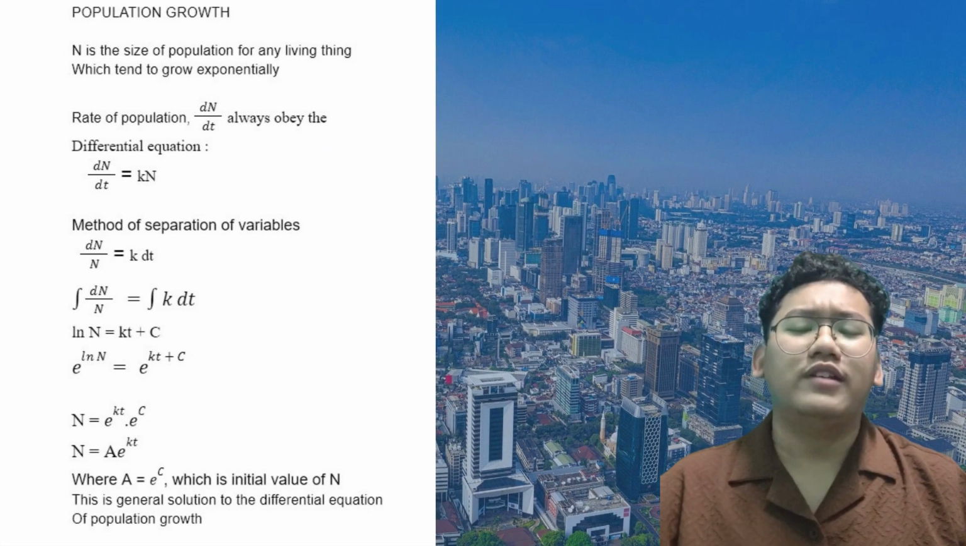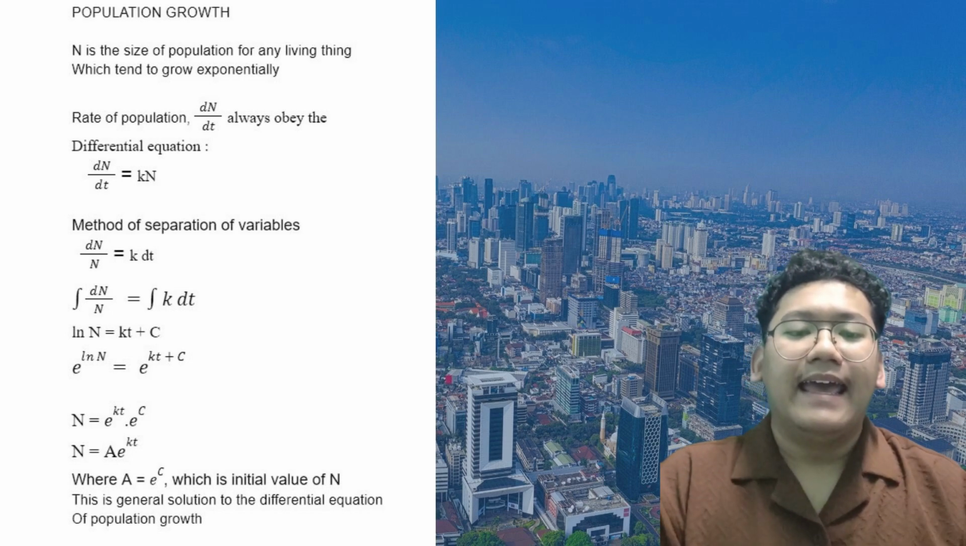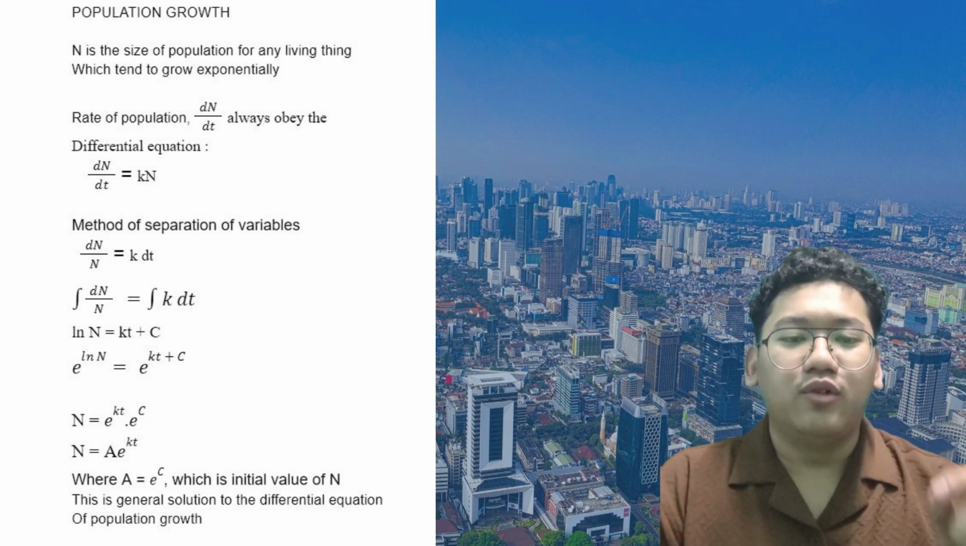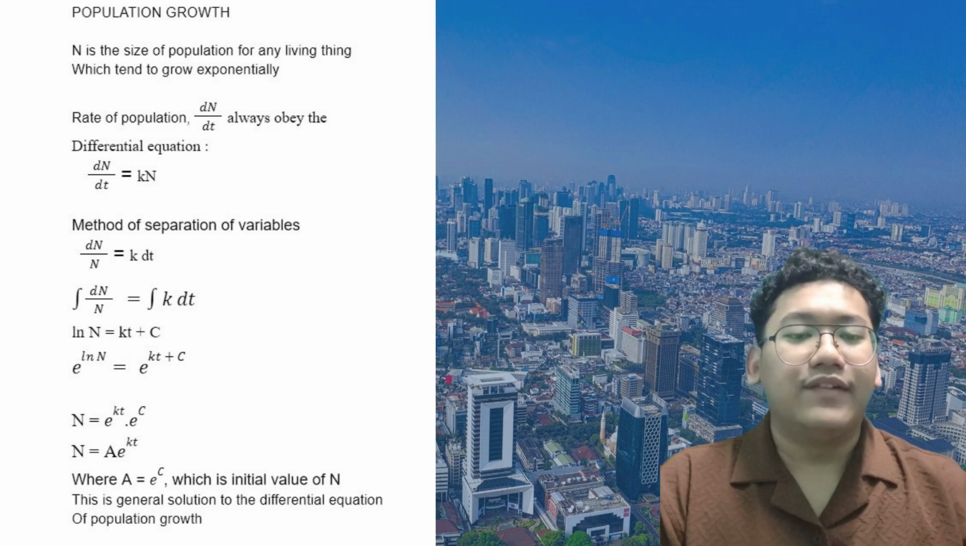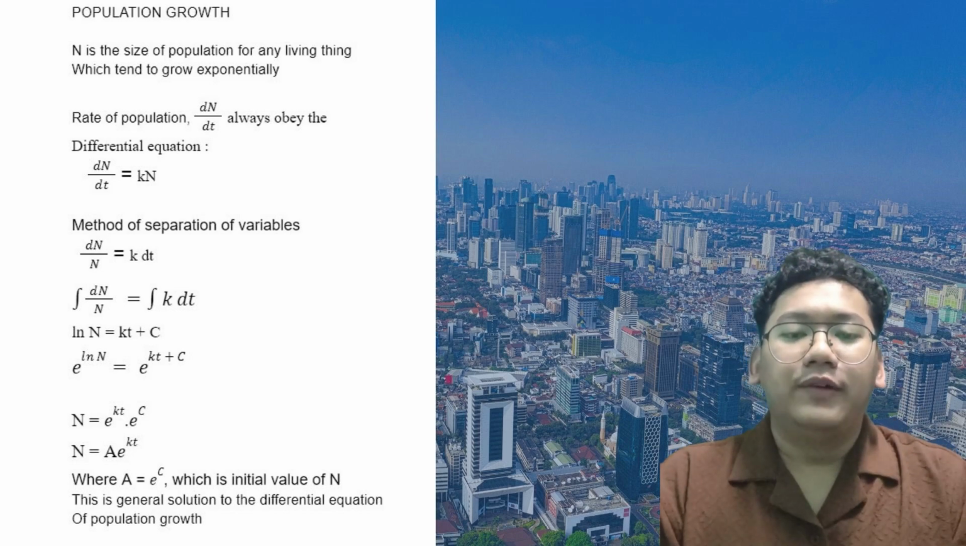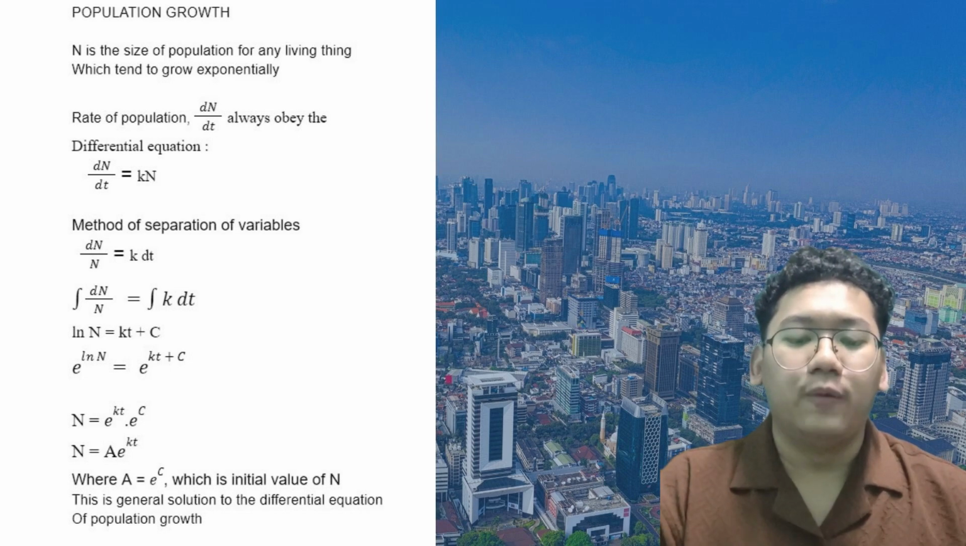Okay, to explain the population growth in aspect of differential equation, we assume that N is the size of a population for any living thing, which tends to grow exponentially. By this, the rate of population is the derivative of N over time, which is dN over dt, and it always obeys the differential equation dN/dt equals kN. K is the constant of proportionality, and it must always be greater than 0.